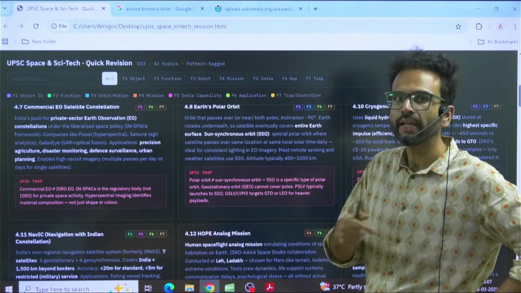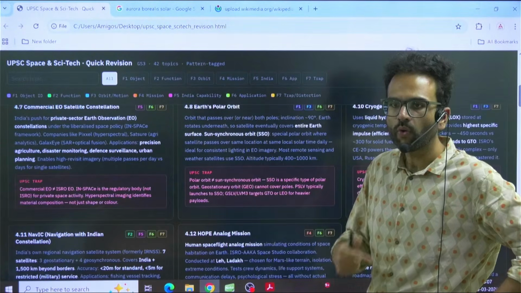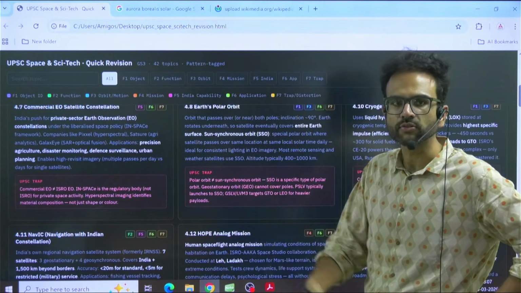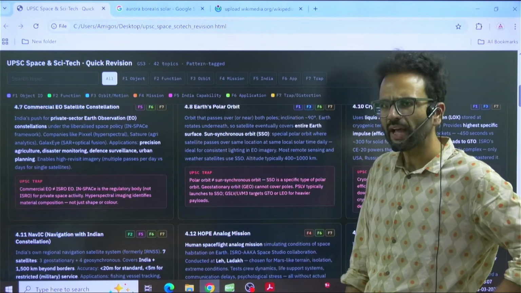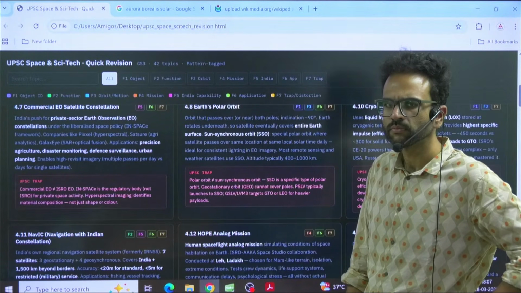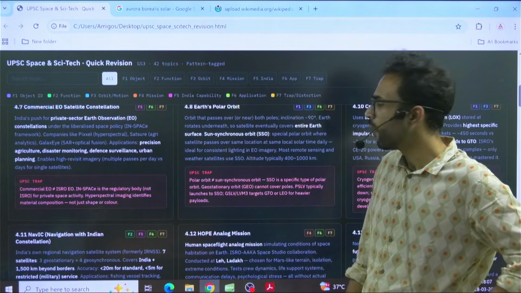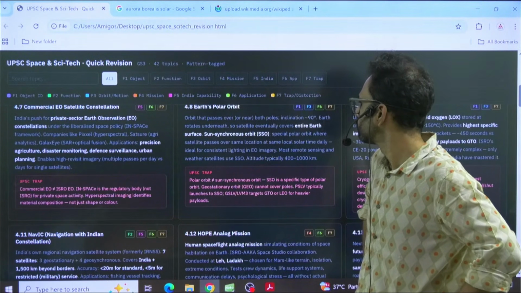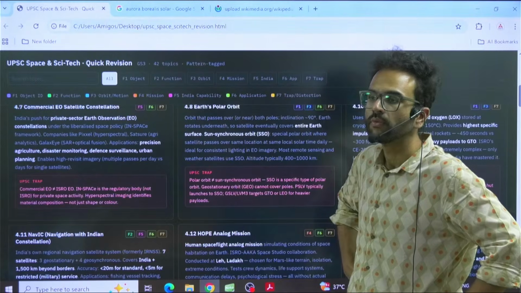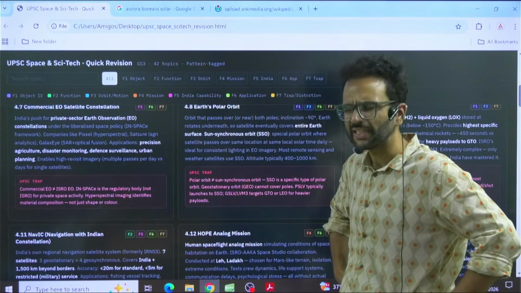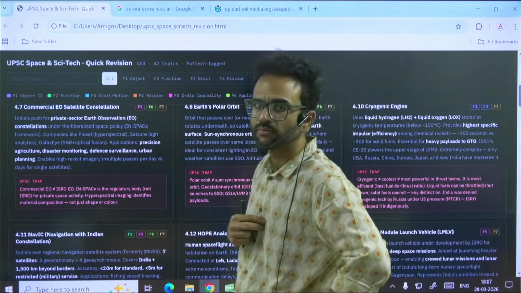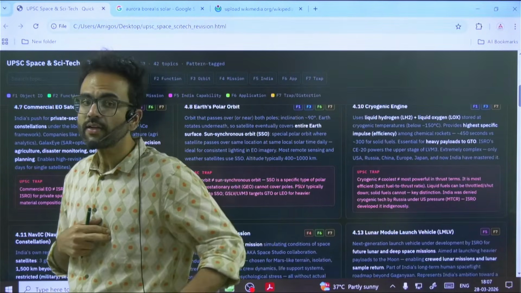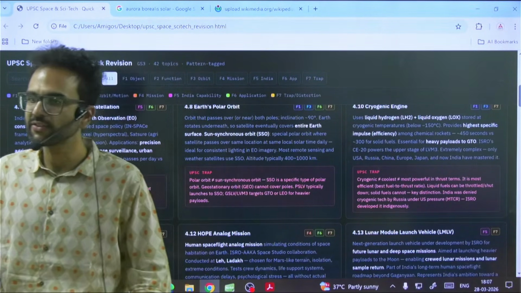But why are we looking at poles? Why do you want to observe or move over the poles? It should have a specific reason. What do you mean by sun synchronous? In sync with what? Earth's, sun's movement, so that we have access to light.